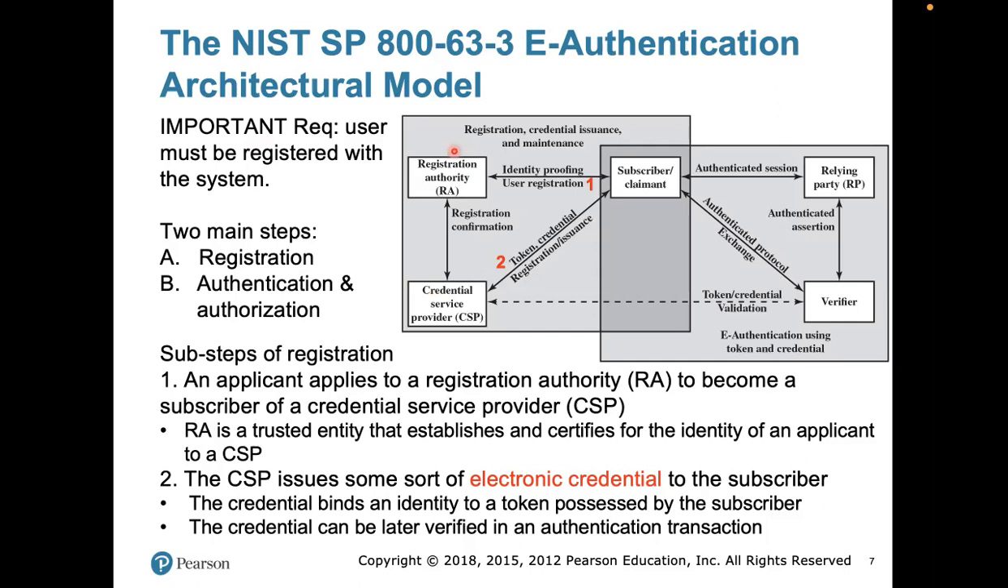And after the RA makes sure about the initial information provided by the applicant, the RA transfers that information to the CSP, and now the CSP starts issuing the credentials. The CSP, credential service provider, starts issuing some electronic credentials to the subscriber, and now the applicant, we can call him or her a subscriber. The applicant is now subscribed to the system, and the applicant has some credentials.